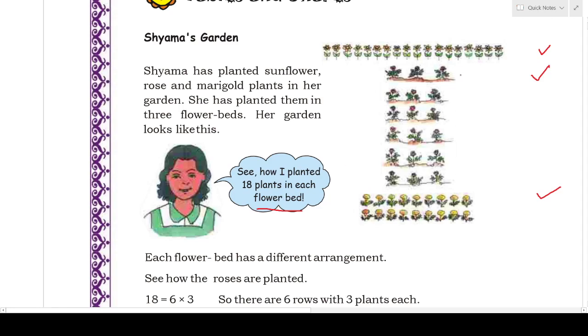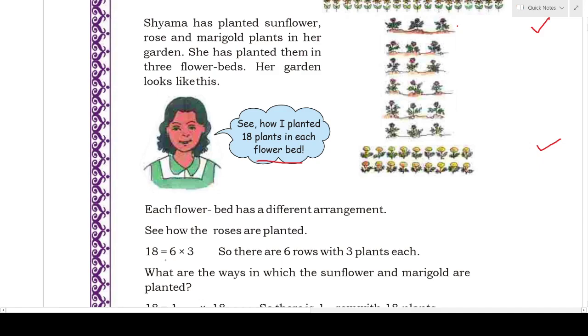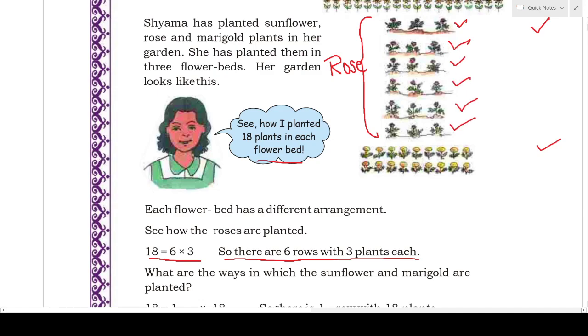So here you can see this one is rose plant, and here what she has written, you can see 18 equals 6 times 3, and so there are 6 rows with 3 plants each. How many rows are present over here? You can see there are 6 rows. Horizontal lines are known as rows. So 1 2 3 4 5 6, and in each row there are 3 plants.